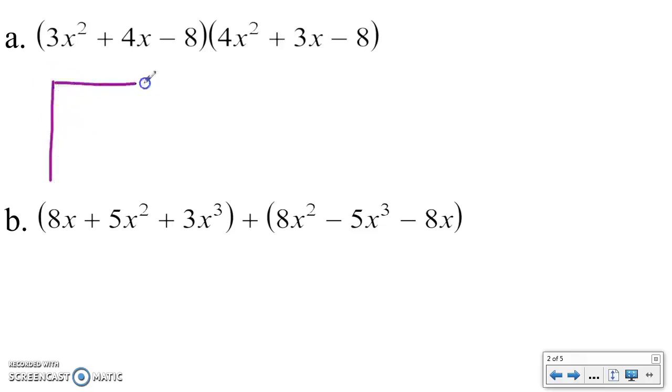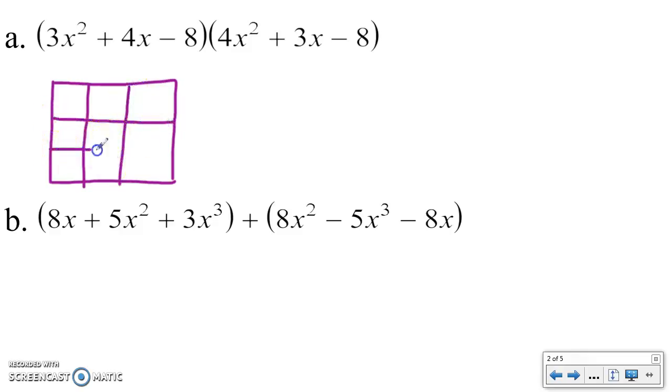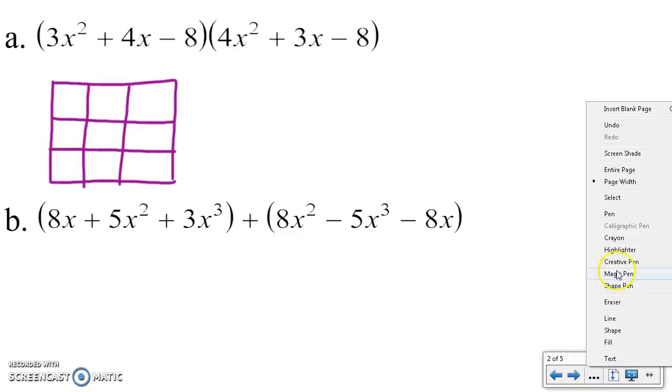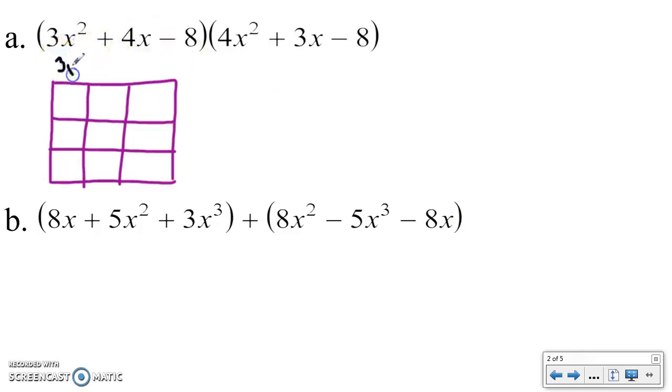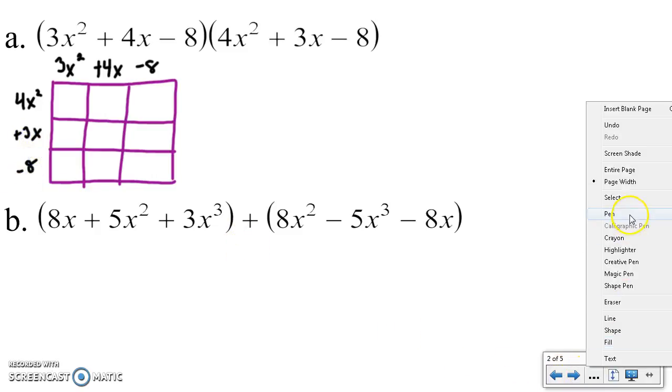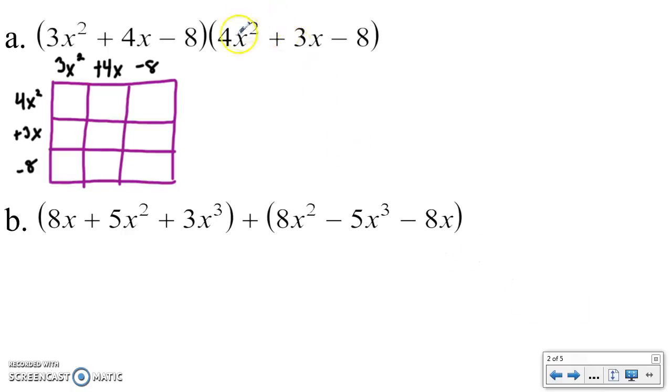I like to do my square or my box method because there are 3 terms in each of these. So that gets to be a lot. So I'm going to go ahead and draw this in, and I'm going to label both sides. I'm going to put 3x squared plus 4x minus 8 across the top. I'm going to put 4x squared plus 3x minus 8 across the side. We're going to go ahead and fill that in. We're going to multiply.